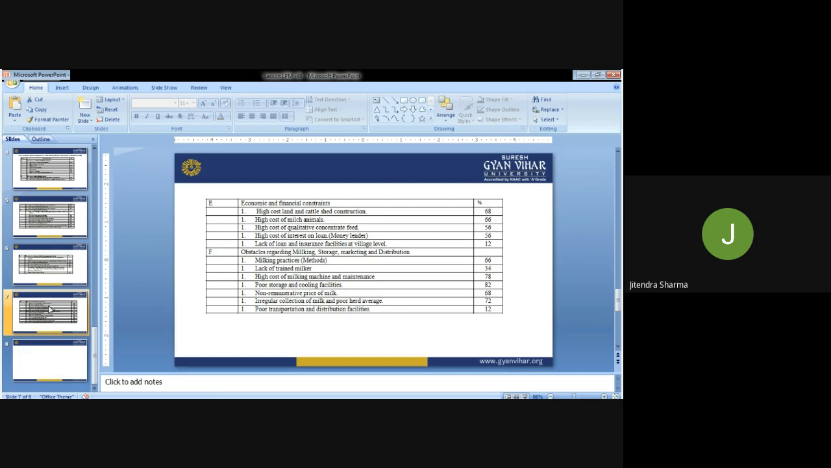So they have registered this thing, but the lack of loan and insurance facility at village level is only 12%, because nowadays, through several startups and in the dairy sector, the government has taken so many steps, state and central government. So the loan is available at a very lucrative price in the village area. So only that 12% of dairy owners registered their complaint against this particular question when we asked. The obstacle regarding milking, storage, marketing, and distribution.